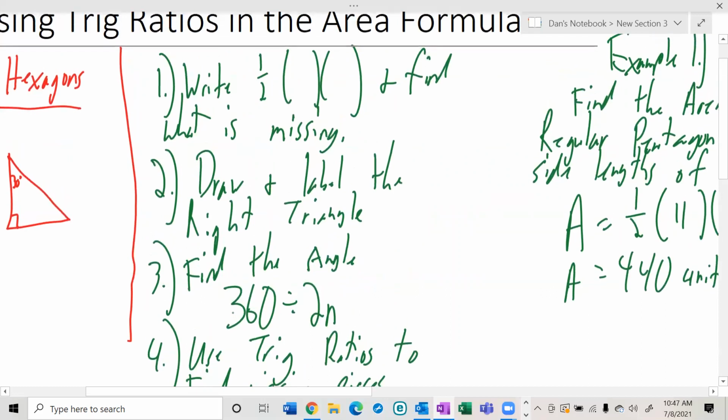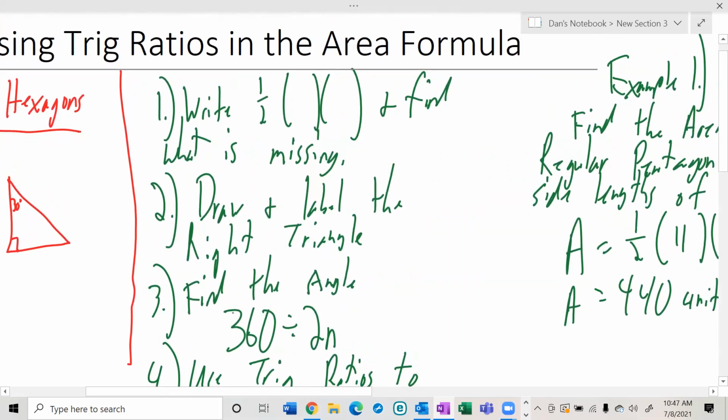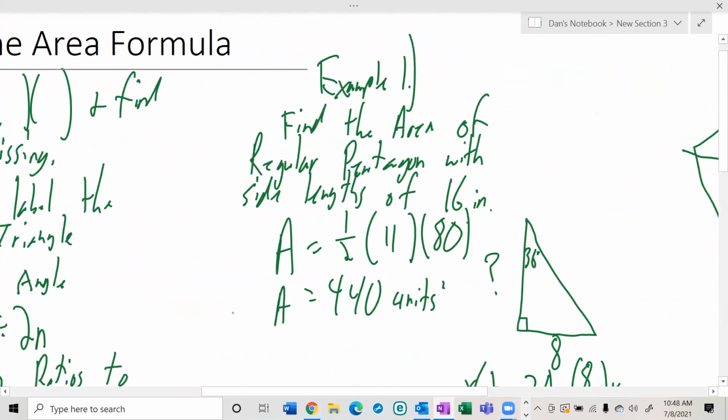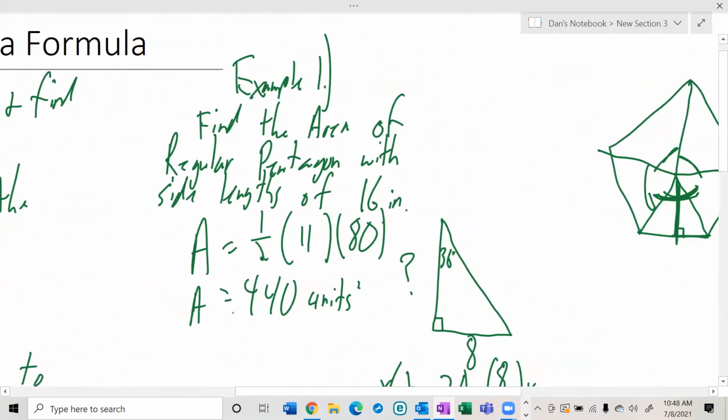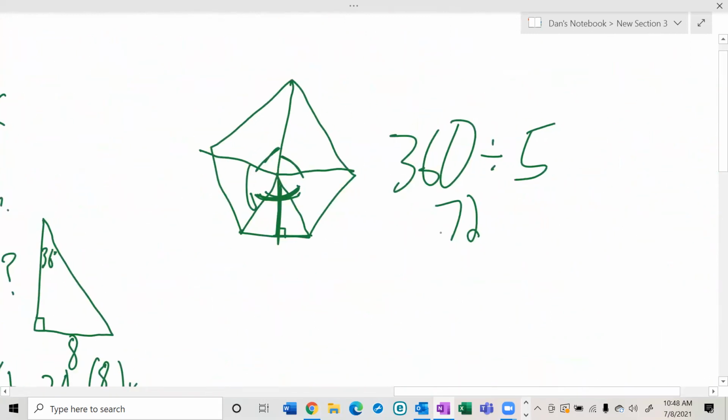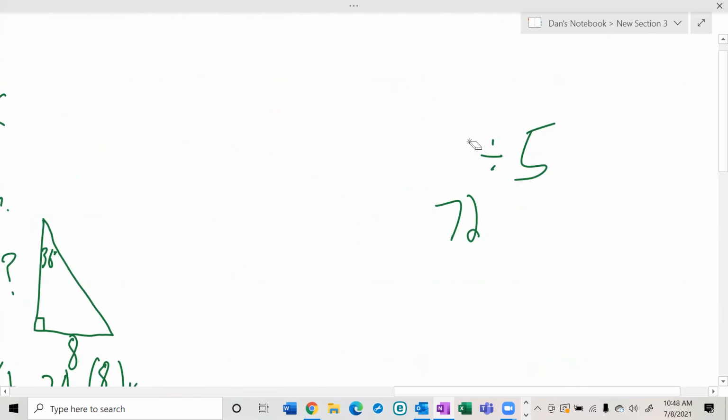I'm going to walk you through a second example of this. And I'm going to show you that it's not the same thing every single time. We're going to do a couple different examples. You guys ready for a second example? Do I need to go back, copy anything? No? Okay, example 2.